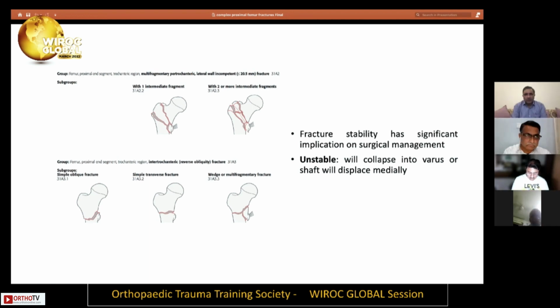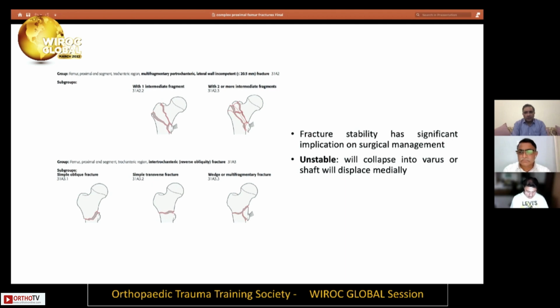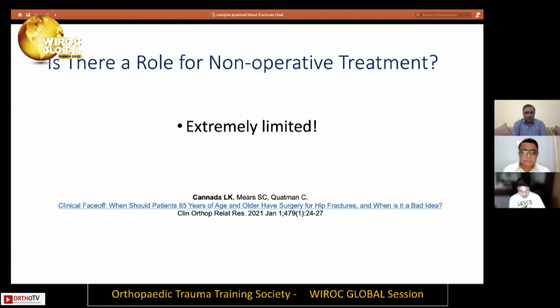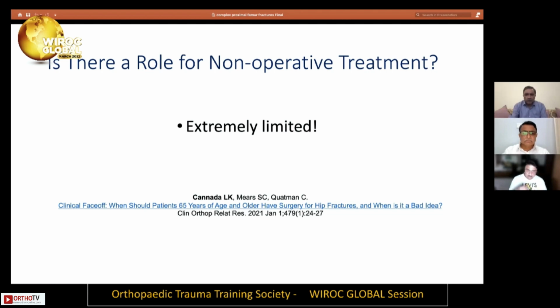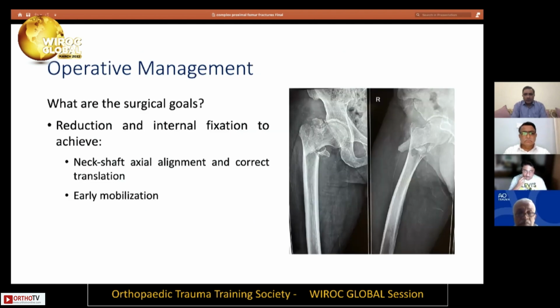Unstable fractures tend to collapse into varus, or the shaft will displace medially in case of reverse obliquity fractures. So the next obvious question is whether we can treat such fractures non-operatively. Probably not in today's time, when we have expertise and implants available. The non-operative treatment has a very limited role in today's time. So most of these fractures we tend to treat operatively, and we need to define our goals, what we want to achieve when we are going for a surgical treatment.